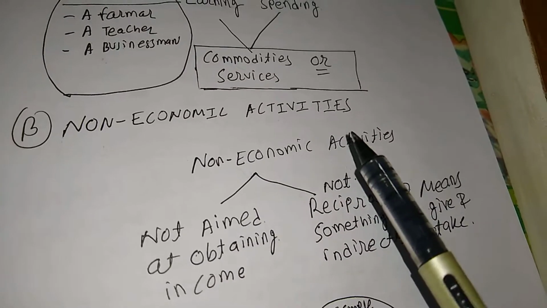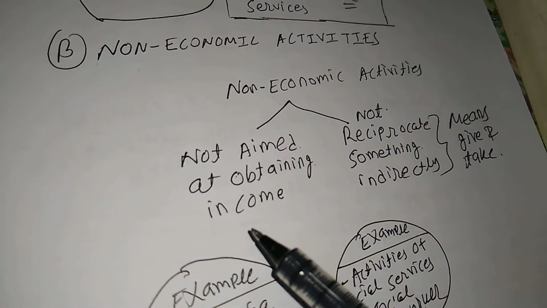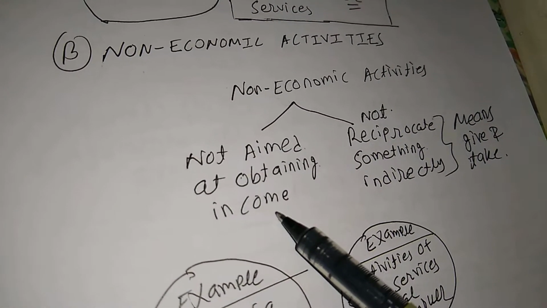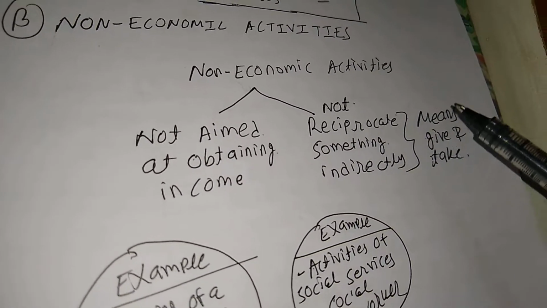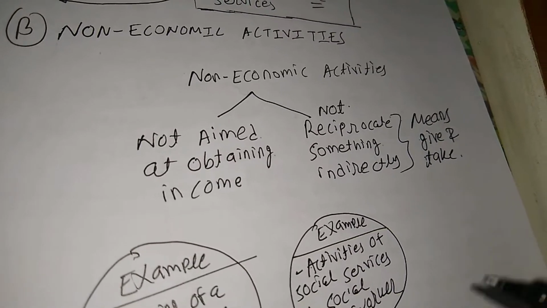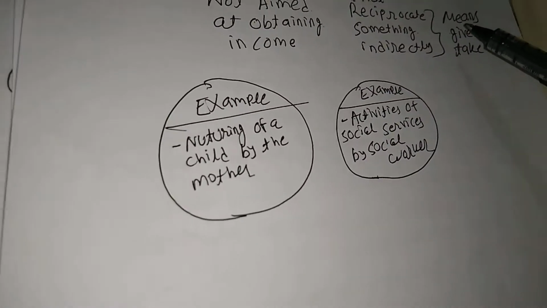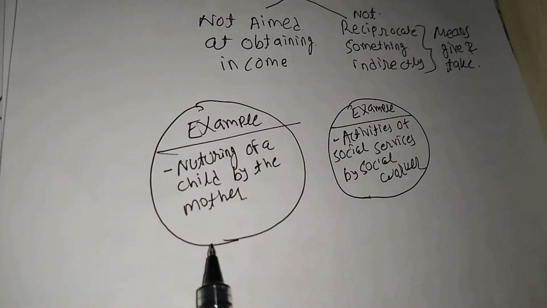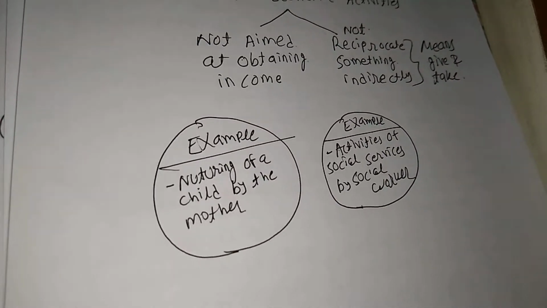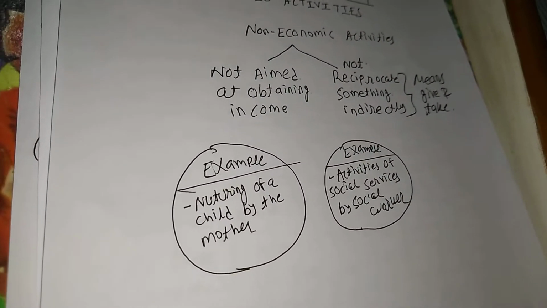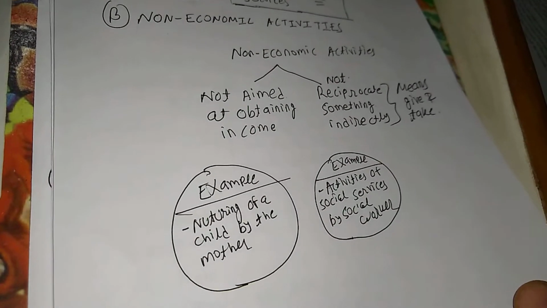Non-economic activity is the activity not aimed at obtaining income. The aim is not to earn, nor to reciprocate something indirectly. Means there is no give and take approach, like I will do this work, you give me that. That is not there. The examples are the nurturing of a child by a mother and activities of social service by a social worker. These all are examples of non-economic activity. So I hope you understand this better.